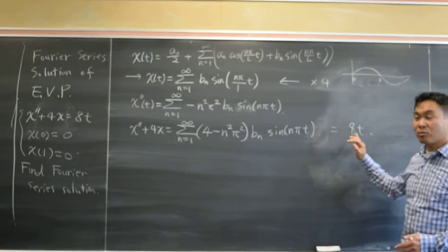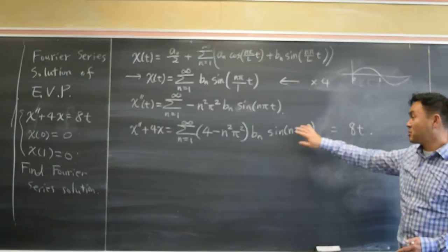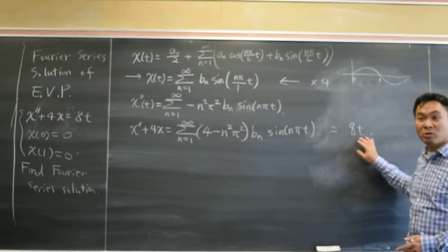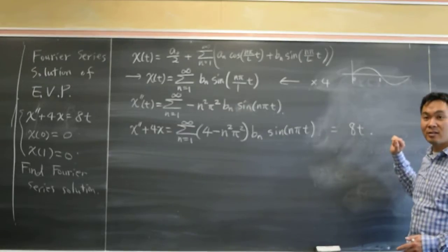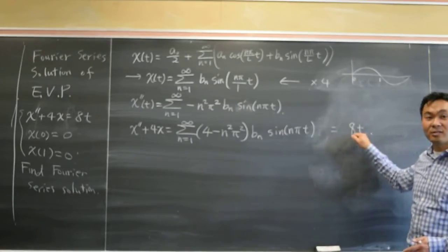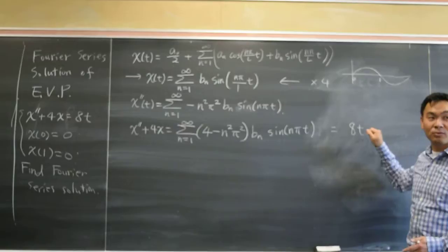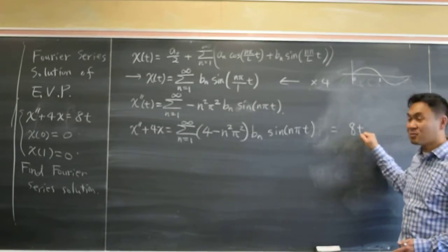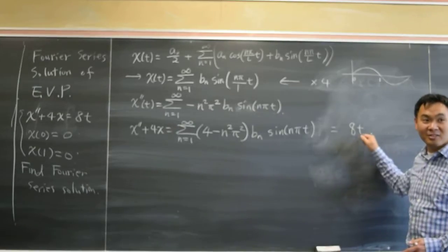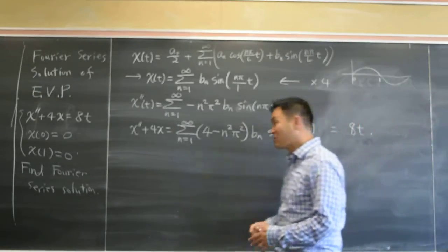The idea is to make the right side look like the left side. So what should we do for the right side? I need a Fourier sine series for the right side. All right, so we will have to do the Fourier sine series.